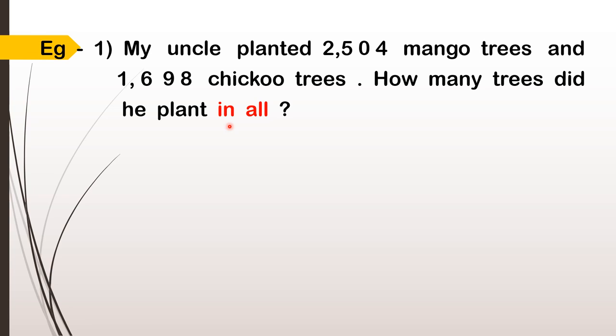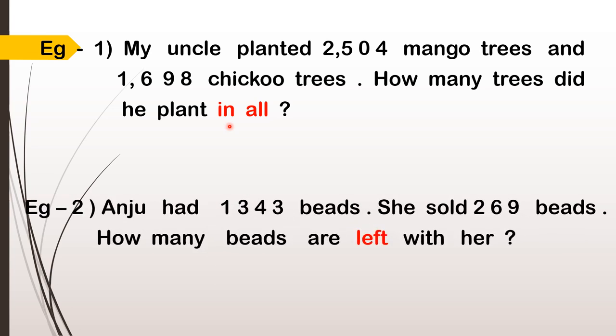One more problem I'm showing you. Anju had 1,343 beads. Beads is money, what you call. She sold 269 beads. How many beads are left with her? So this is another problem. The information is given, we have to solve it, and again the method is very important. Remember, even if the statements are correct, if the method is wrong, your full problem goes wrong.